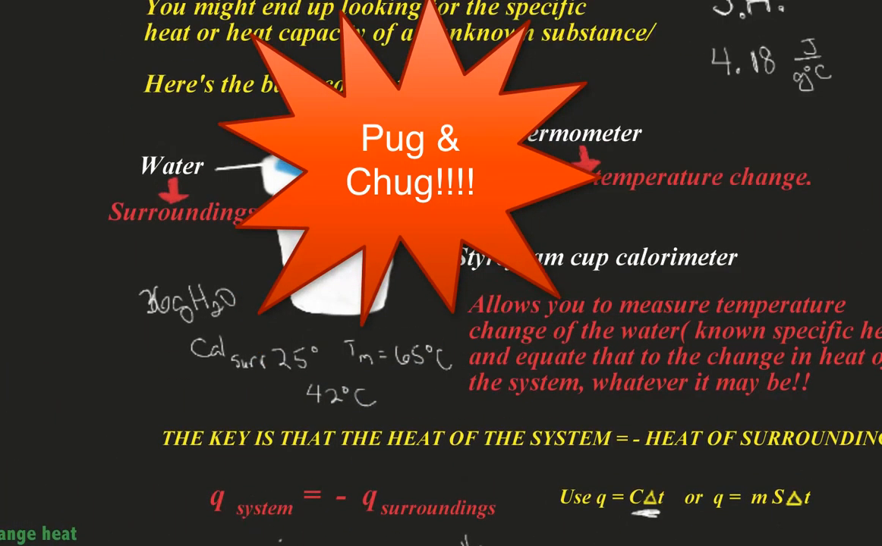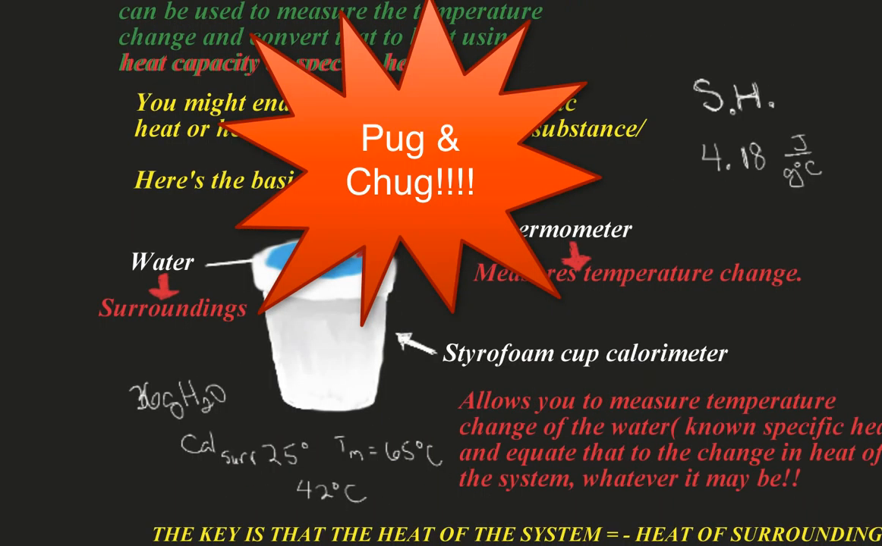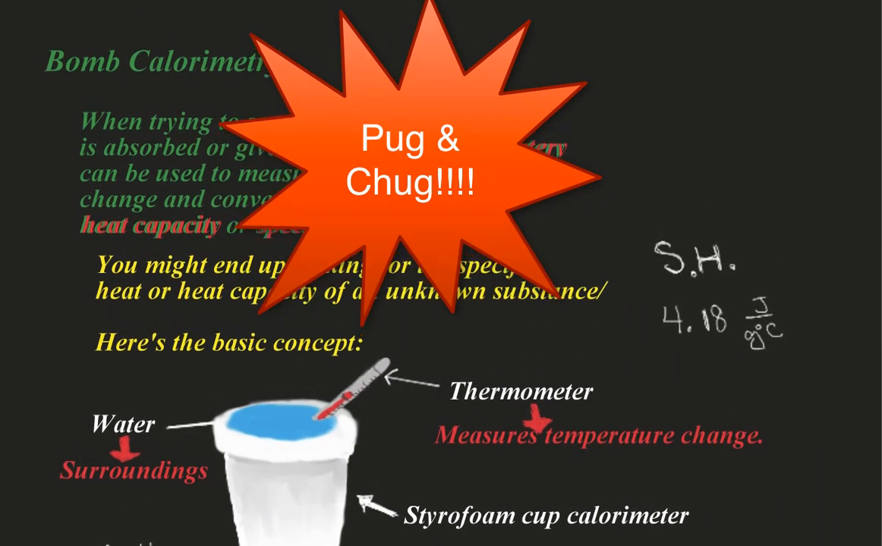You might have a fancier calorimeter, but it's always going to be Q of system equals negative Q of surroundings. The surroundings will always be the calorimeter. The system will either be the reaction or the metal piece. That's basically it to bomb calorimetry.